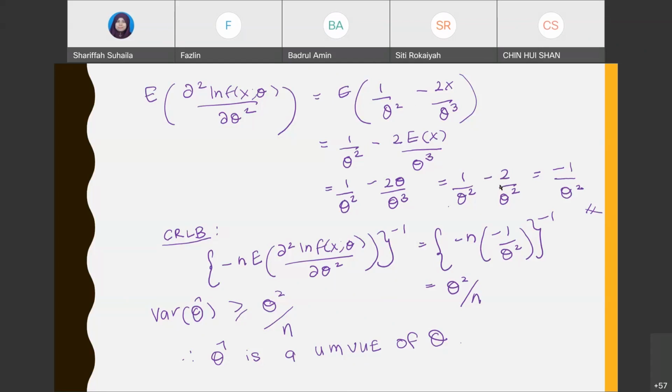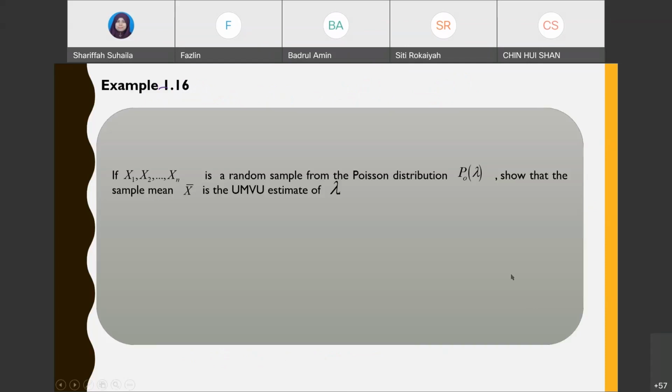Okay, kita tengok the next one eh. Okay, try this one. We try for Poisson distribution. Again, Poisson discrete eh. Dia tak semestinya untuk continuous saja. Okay, kita nak tunjukkan X bar. So again lah, dia punya proses tu sebenarnya.